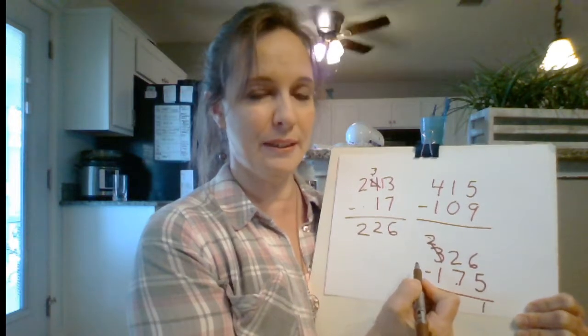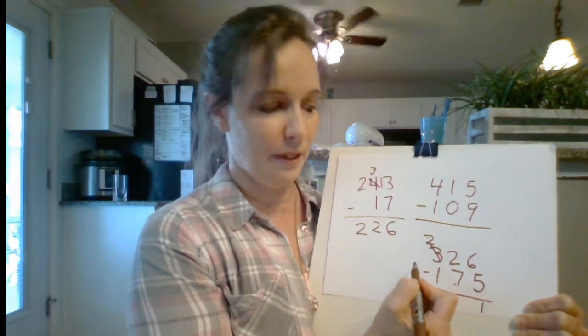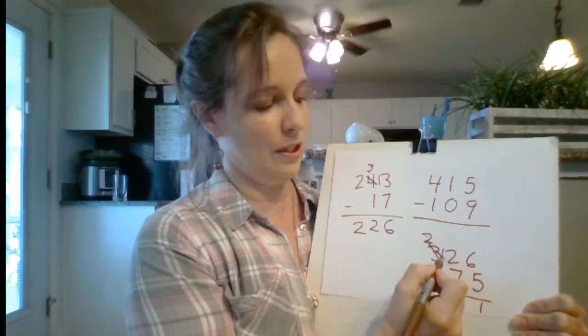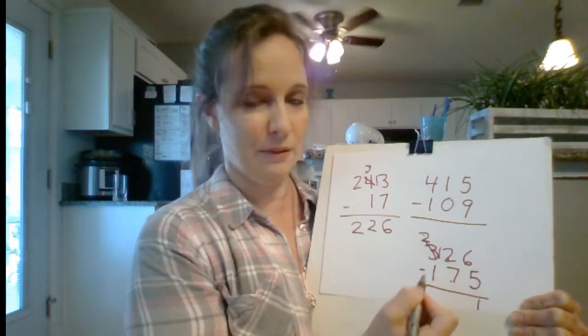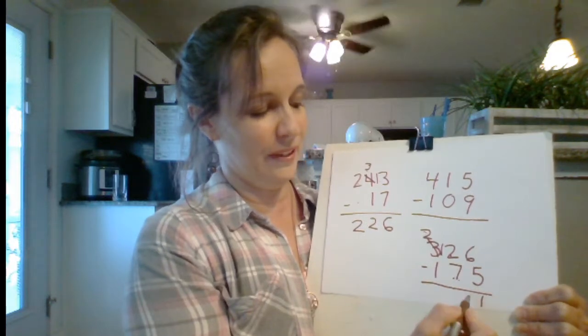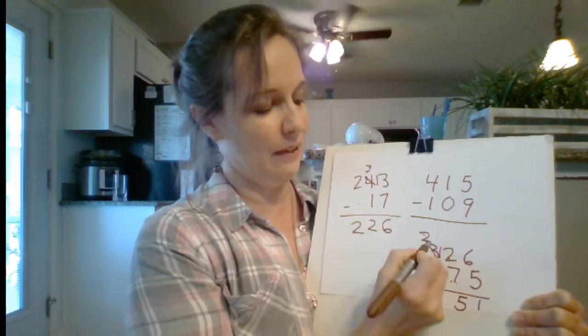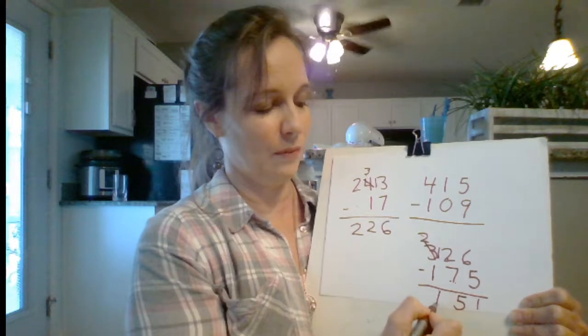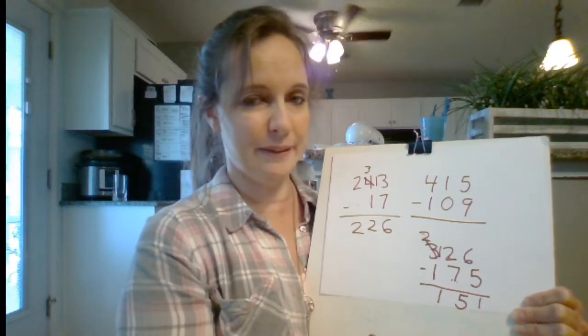How many tens are in a group of 100? 10 of them. So if you put 10 over here, you have 12, because you had 2 groups of 10 plus a 10 group of 10 is 12 groups of 10. 12 minus 7 is 5. 2 minus 1 is 1. It's that easy. And we've been doing this for a while.